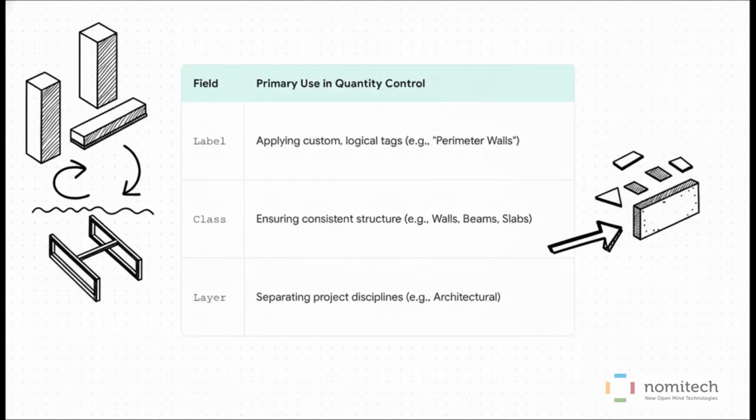So you can see how all these fields start to work together. You use the class field to get that consistent structure, grouping all walls, all beams, all slabs. Then you use layer to separate disciplines, like pulling the architectural stuff away from the structural. And then you use your label to put your own project-specific logic right on top. It's a really powerful combination.